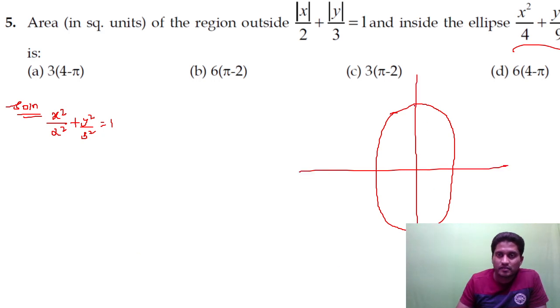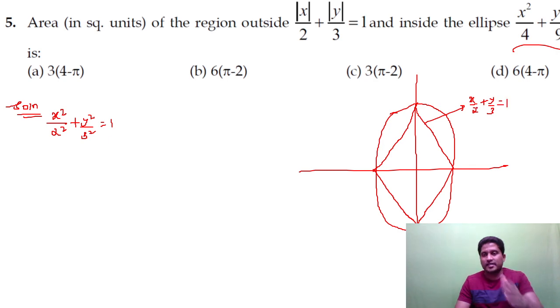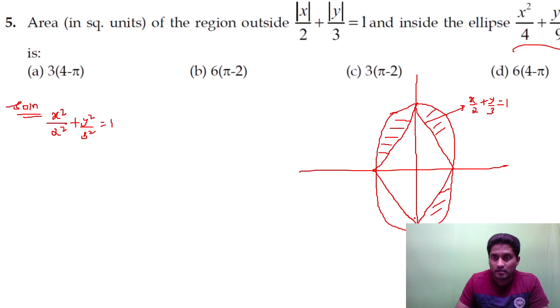Now you have a square. So there are 4 lines. The first line will be x by 2 plus y by 3 equal to 1. Similarly for the second quadrant, third quadrant, and fourth, where x is negative and y positive, or both negative. You get all that. I am supposed to find the area inside the ellipse, outside the region bounded by the lines. That is this area. Now this will be 2, this will be 3. So this is the x axis, this is the y axis, this is A, this is B.